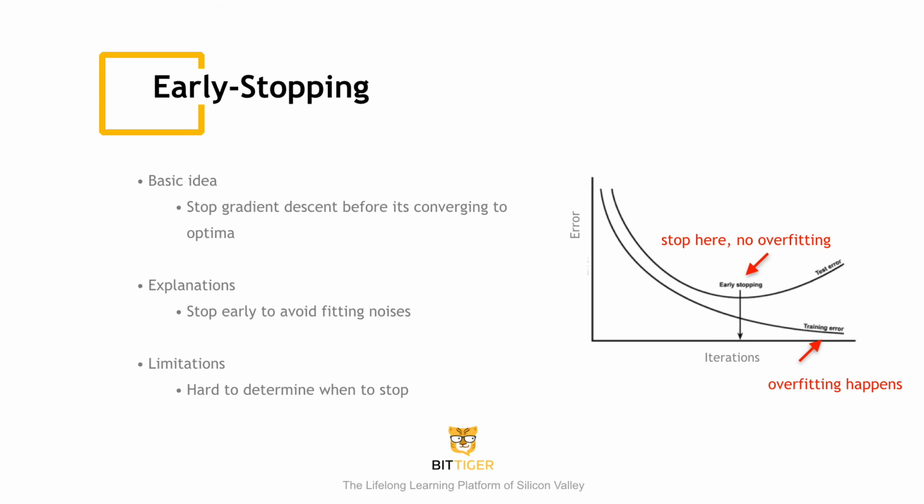The last approach is a very generic and also useful trick for training machine learning models. That is, early stopping. For most kinds of machine learning models using gradient descent optimization method, we can stop running gradient descent earlier before it converges to a local optima. Early stopping can avoid overfitting, as it can avoid fitting noise. The problem of the early stopping technique is that it is hard to determine when to stop.